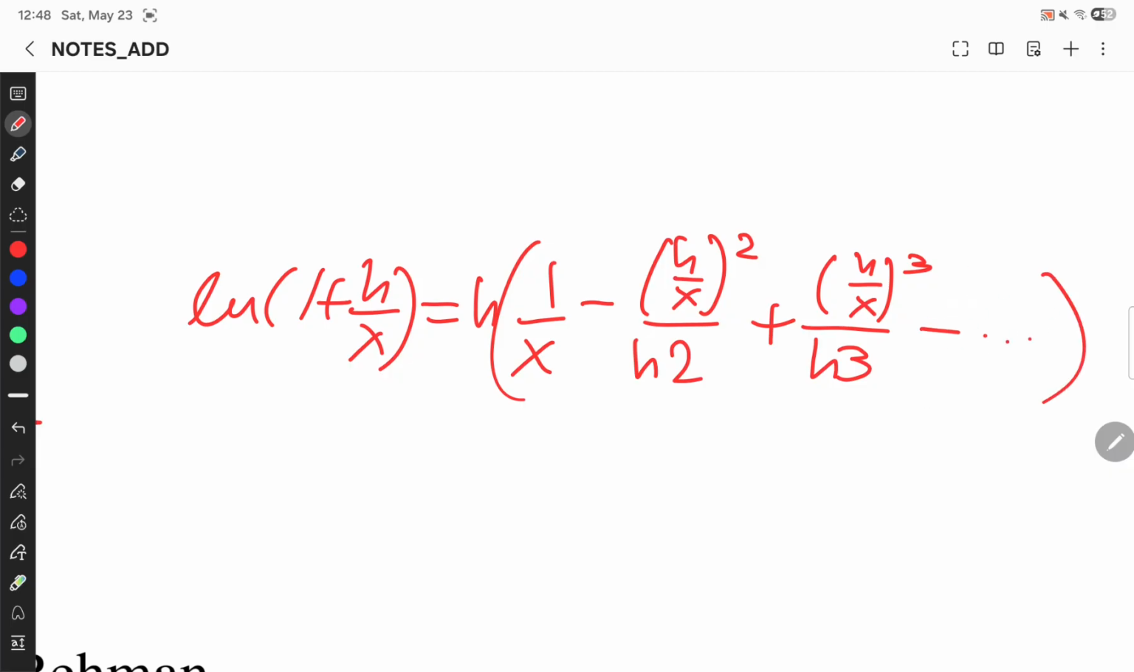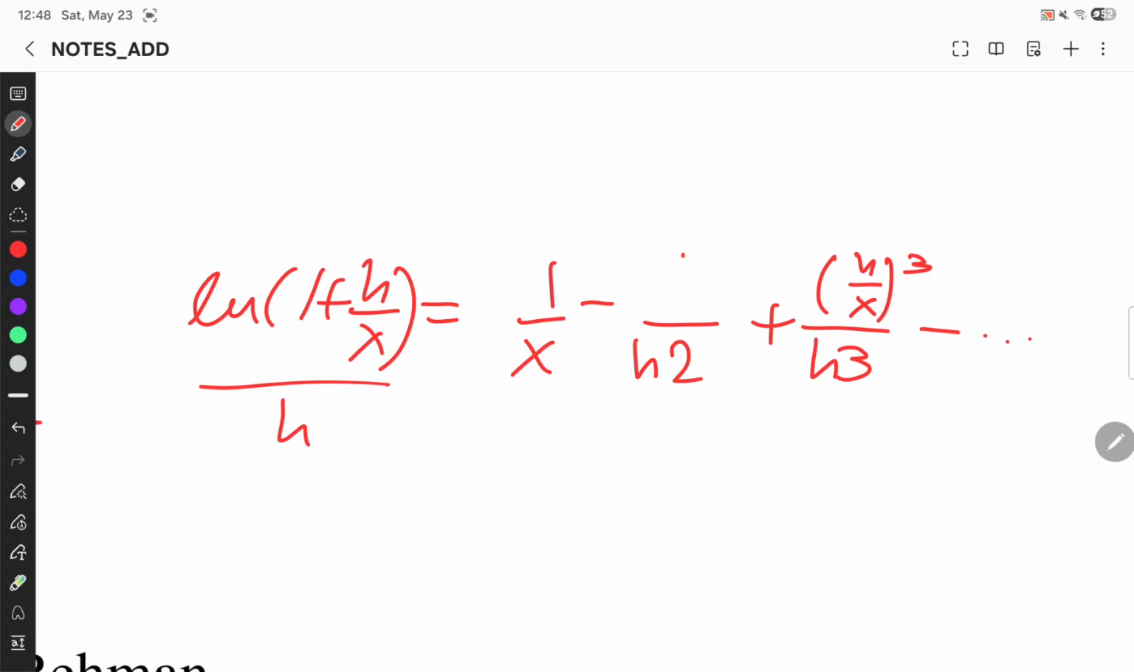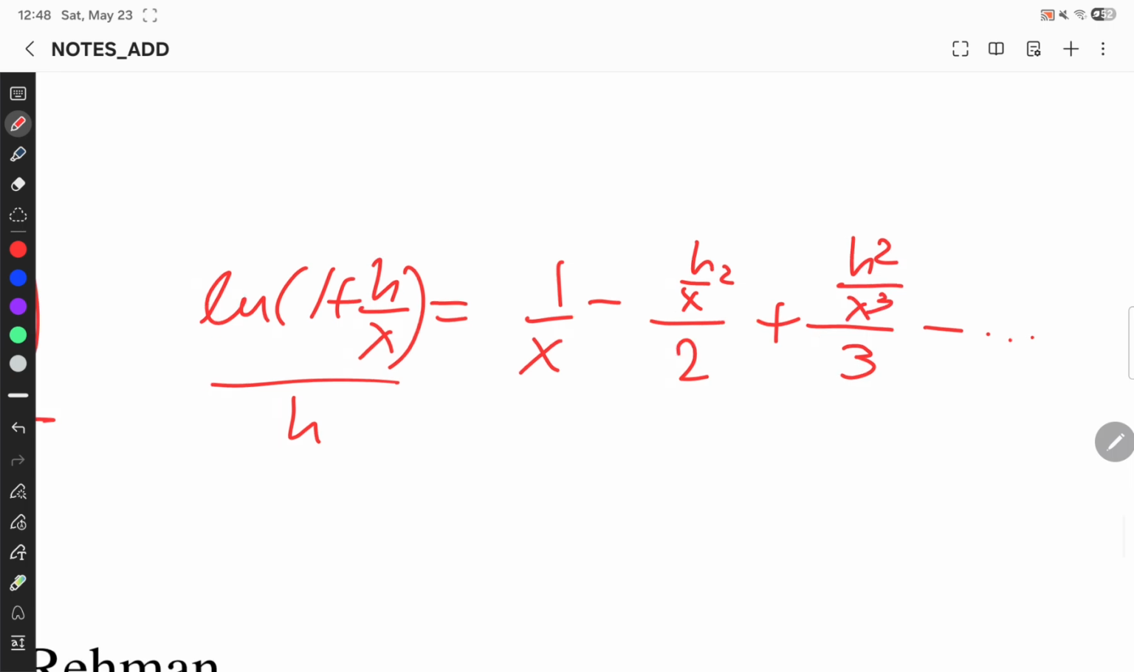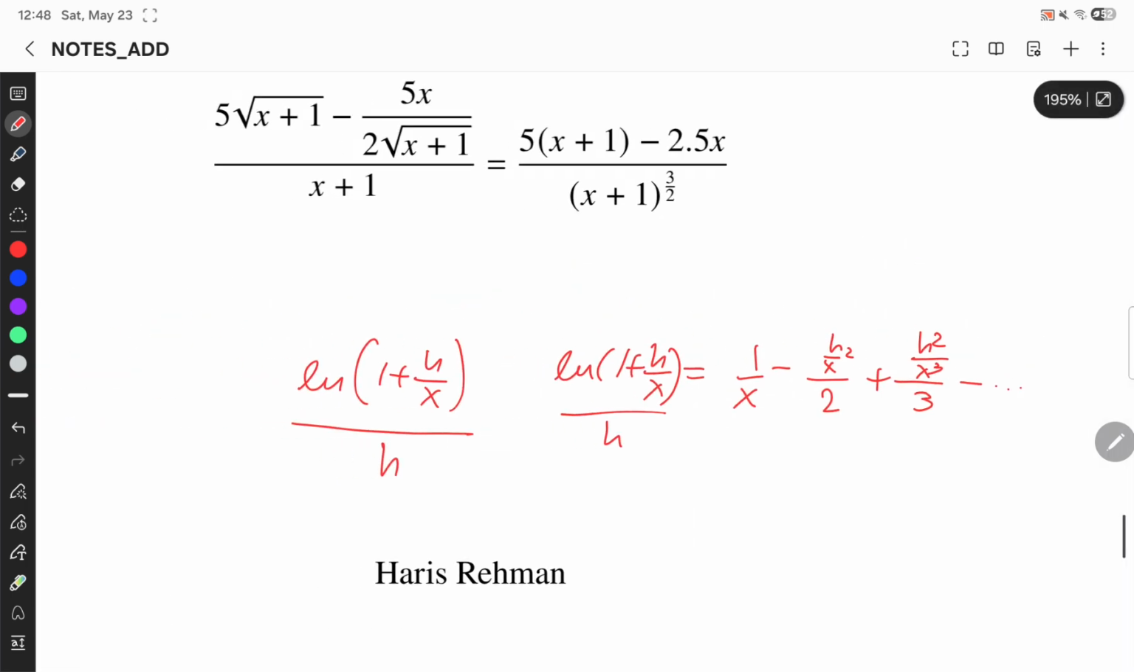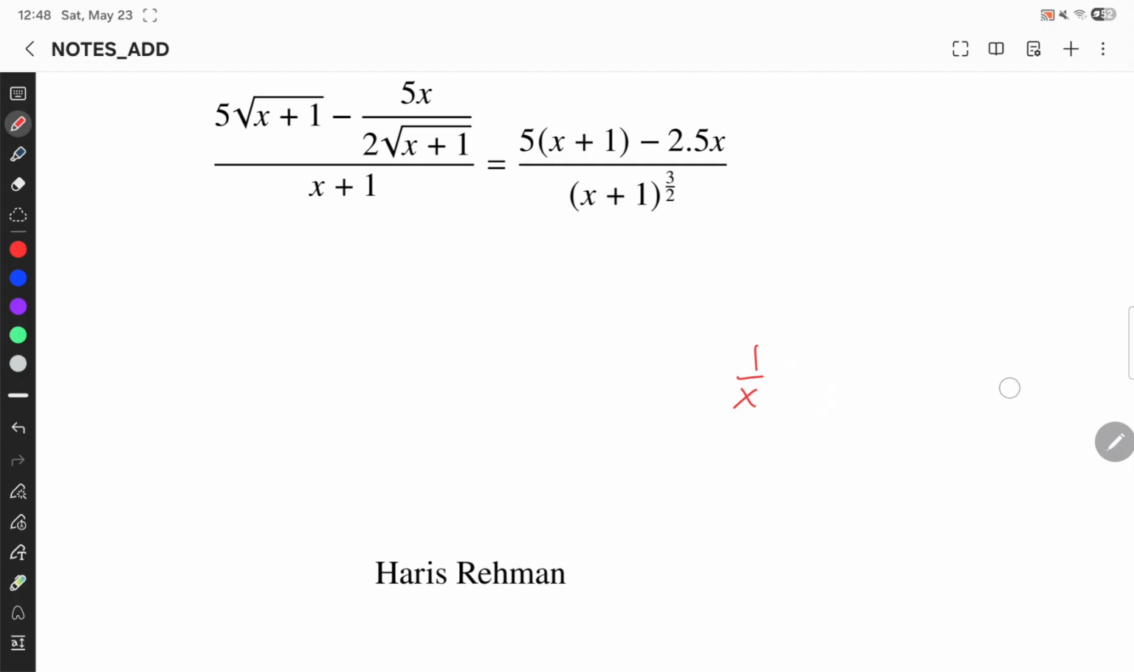Yeah, that's a very fun bit. So if we divide over h, this gives us this expansion. 1 over x, squared of, so this was h, 1 over, so h squared x cubed blah blah blah blah blah. If we let h approach 0 now, this all will collapse to 0, and we are left with 1 over x. Very easy, very easy.